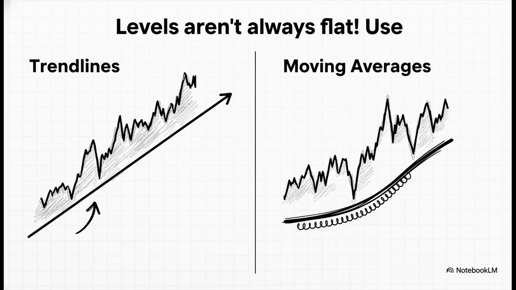I mean, think about it. In a healthy uptrend, the floor itself is rising. You can actually draw a sloping line connecting the lows, and that becomes a dynamic support. And it's not just trend lines. Other tools like the 50-day moving average often act as a kind of moving, curving floor that the price will bounce off of again and again during a strong trend.